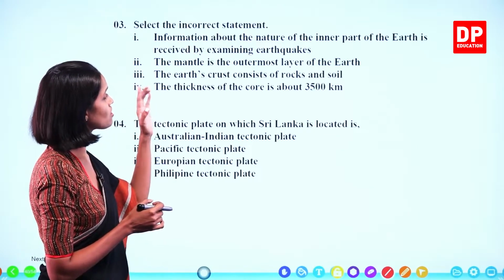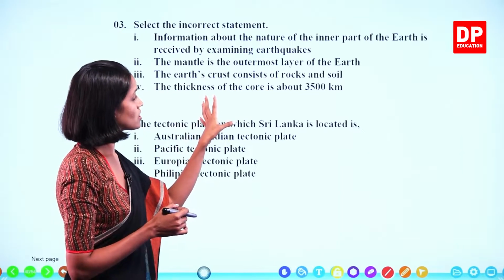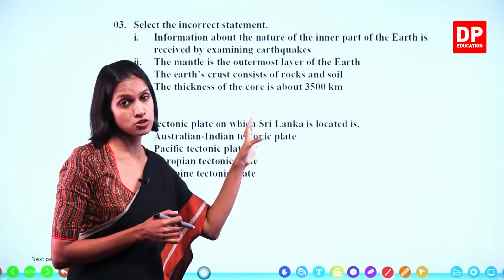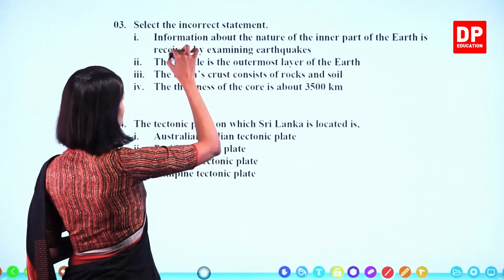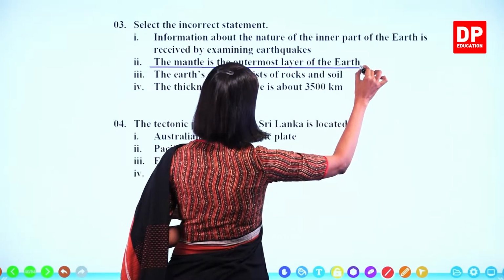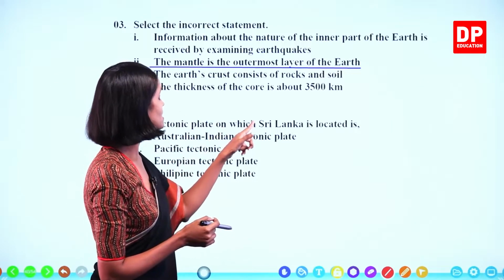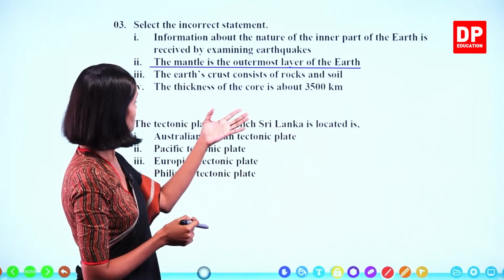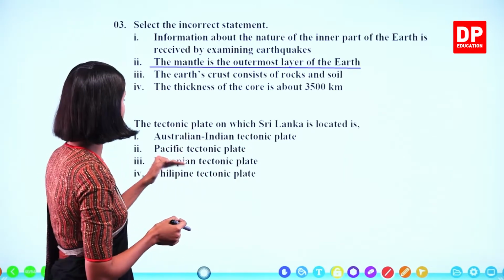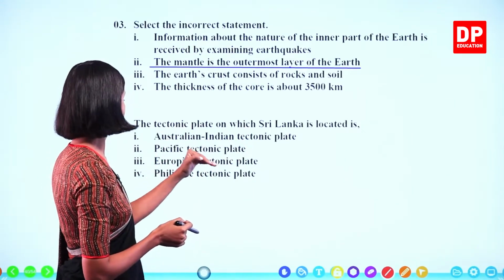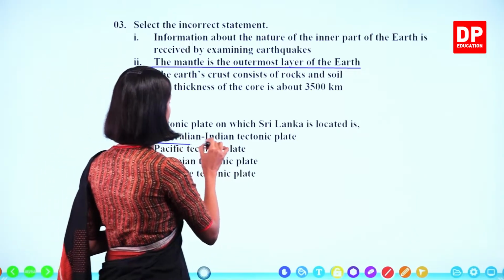The earth's crust consists of rocks and soil. That's true, right? The thickness of the core is about 3,500 kilometers. That's also true. That is the thickest layer, right? So the answer is, the mantle is the outermost layer of the earth. That's the incorrect statement. Number 4. The tectonic plate on which Sri Lanka is located is, what is the tectonic plate? Australian Indian tectonic plate. The other answers, Pacific plate, European tectonic plate, Philippine tectonic plate, no. The answer is Australian Indian tectonic plate.